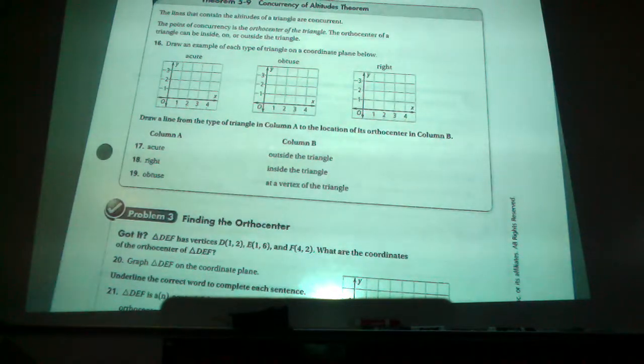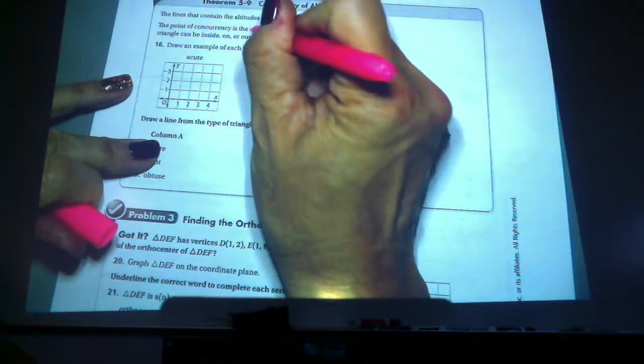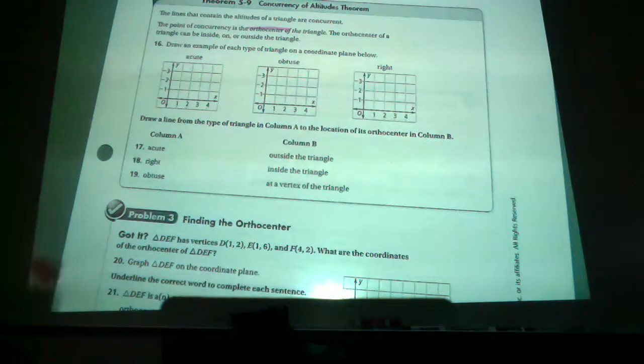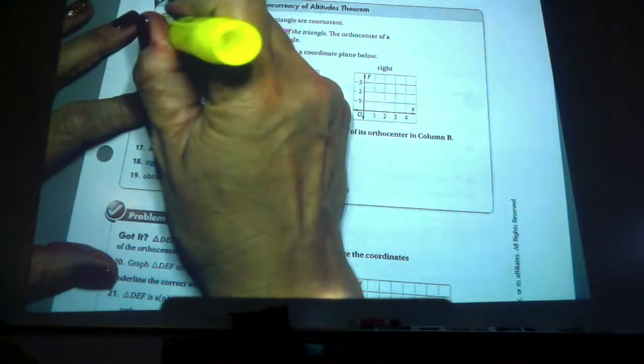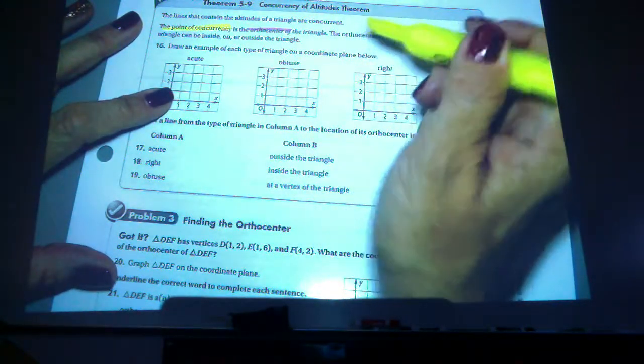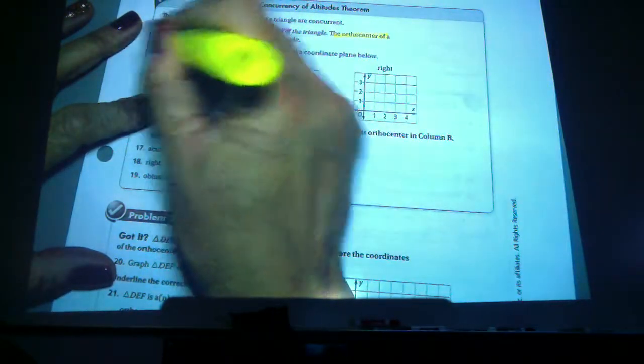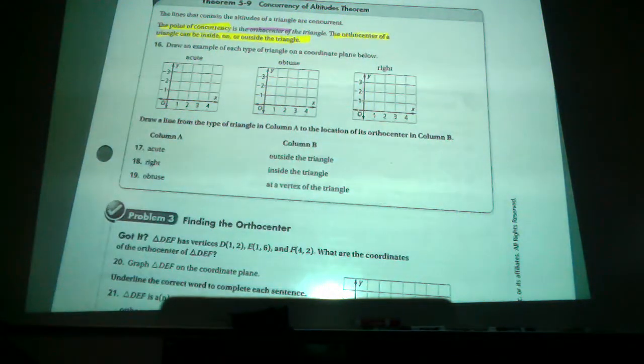Okay, so then let's look at the concurrency theorems of altitudes. So you get yet another vocab. There are 4 different words that describe the points of concurrency of each of the 4 things that we have looked at: the perpendicular bisector, the angle bisector, the median, and the altitude. All have points of concurrency, and all points of concurrency are different vocab words. Yippee skippy. Are you excited about that? I know I am. So the point of concurrency is the orthocenter of the triangle. The orthocenter of the triangle can be inside, on, or outside the triangle.